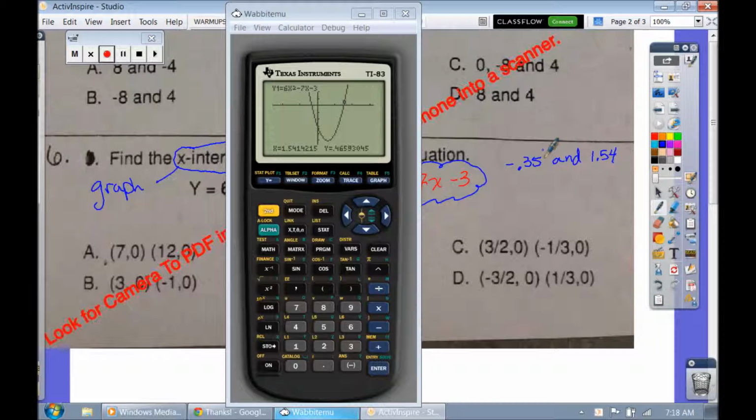Well, we know it's not A and B because A is 7 and 12, B is 3 and negative 1, and those aren't close. So let's look at C. If I take 3 halves and convert it to a decimal, that's 1.5. And if I take negative 1/3 and convert it to a decimal, that's negative 0.33 repeating. So look at the decimals that we wrote down. They're very close to each other, aren't they? So that is going to be our answer. That's all you have to do, just match it up and get close. So our answer for this one is C.